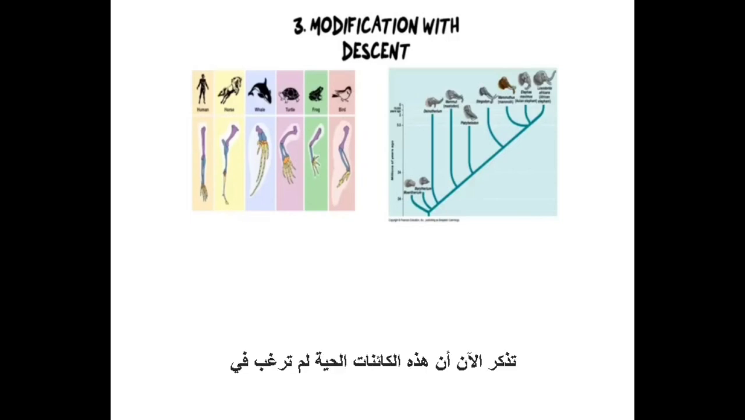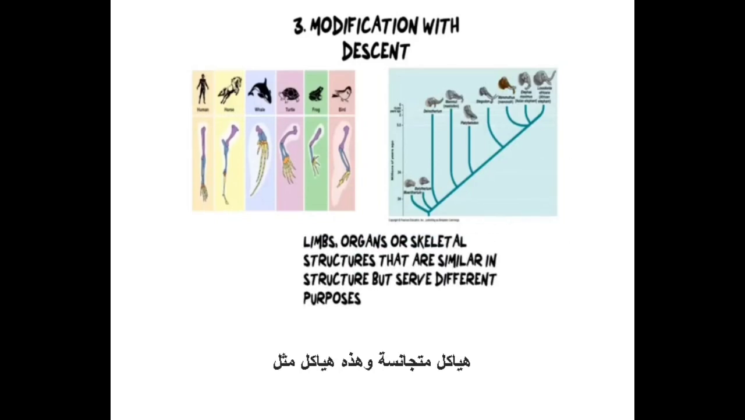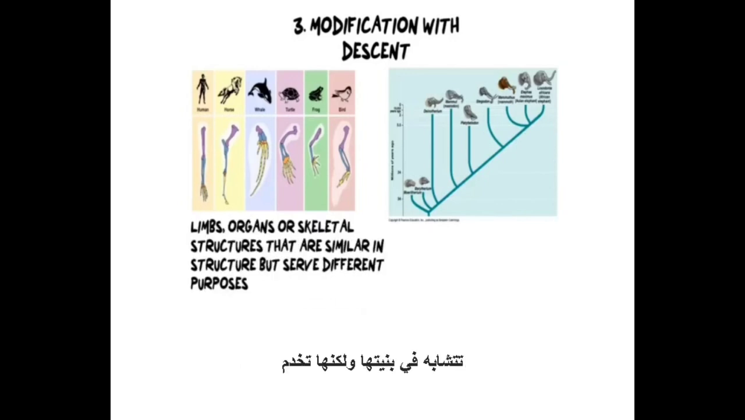Now remember, these organisms didn't want to change, they didn't force themselves to change, and we're going to go into more detail about actually how does this come about when we look at natural selection. But when we talk about modification with descent, we are talking about homologous structures. And these are structures like limbs, organs, skeletal structures that are similar in structure, but they serve different purposes. And the fact that they're so similar in structure can only point to the fact that they evolved from a common ancestor, and therefore they're all descendant.